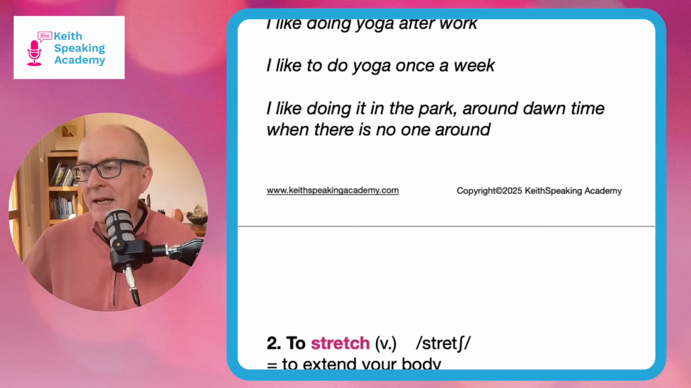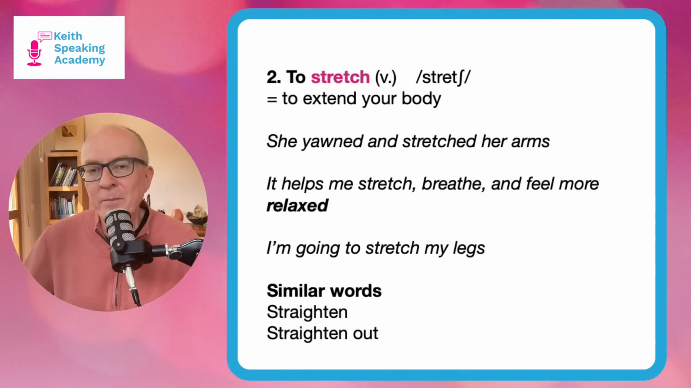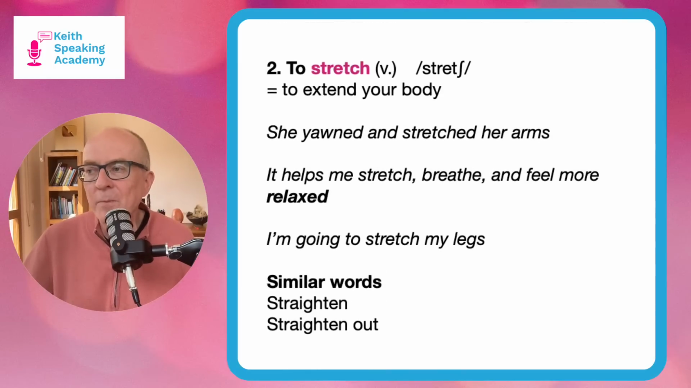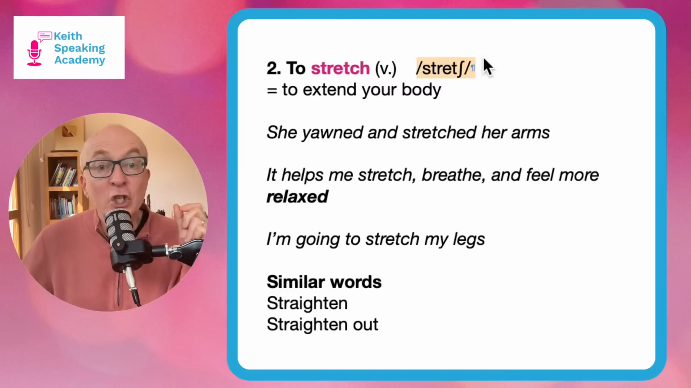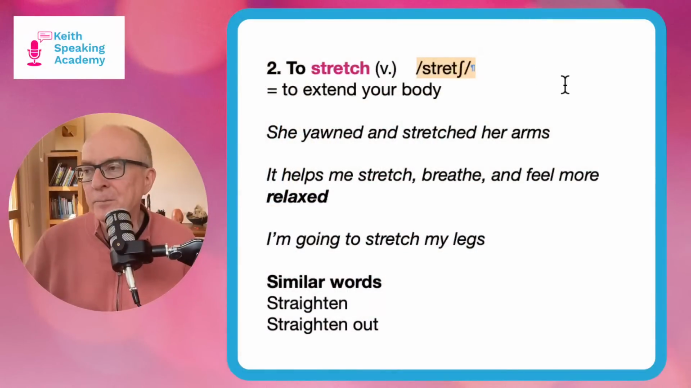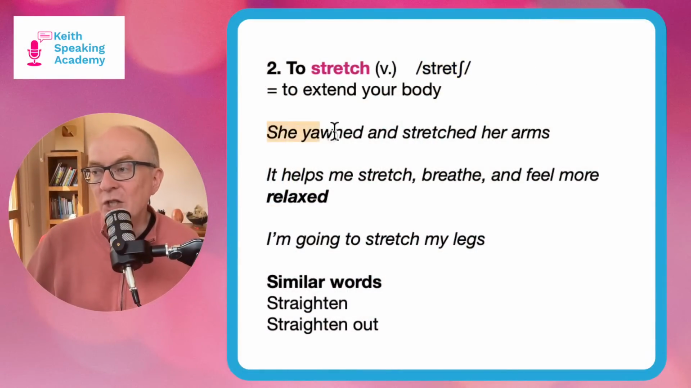That was the first thing. The other word, stretch. So we saw Alice talked about stretching, right? To stretch. It's just one syllable, stretch, with a ch sound. Ch, stretch. To stretch is to extend your body. You can stretch your arms, stretch your legs, stretch your neck, right? Lots of stretching in Pilates, yoga, etc. For example, she yawned and stretched her arms.